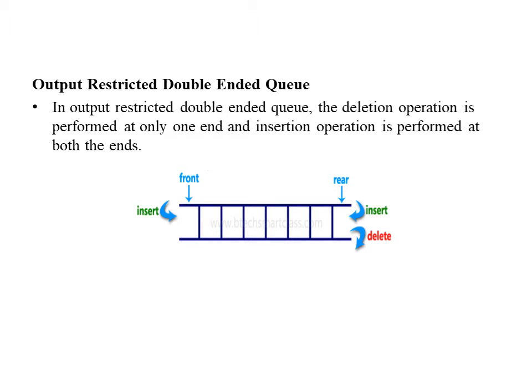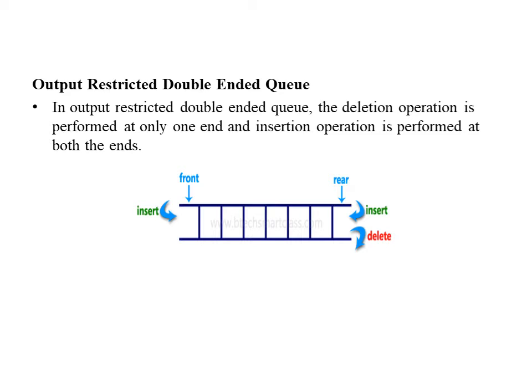There is no option to insert an element at the rear. This is the meaning. Now the output restricted double-ended queue. What does this mean? Here you can see, in the front end you can insert, and in the rear end you can do both operations, insertion and deletion. In an output restricted double-ended queue, the deletion operation is performed at only one end and the insertion operation is performed at both ends. That means insertion can be done at both ends, front and rear, and deletion is performed only at the rear end. That is called an output restricted double-ended queue.